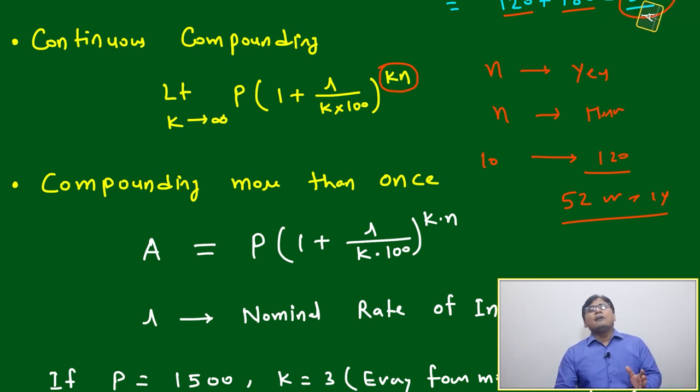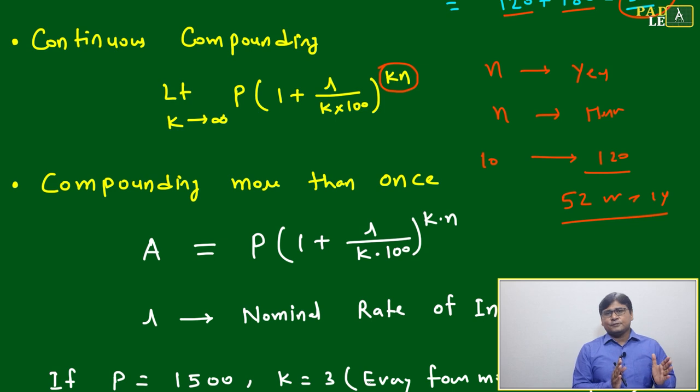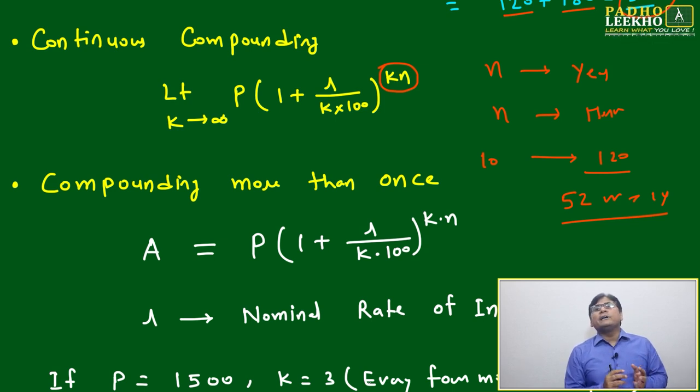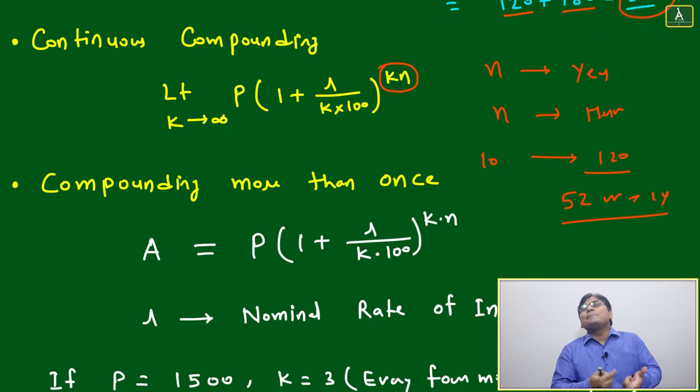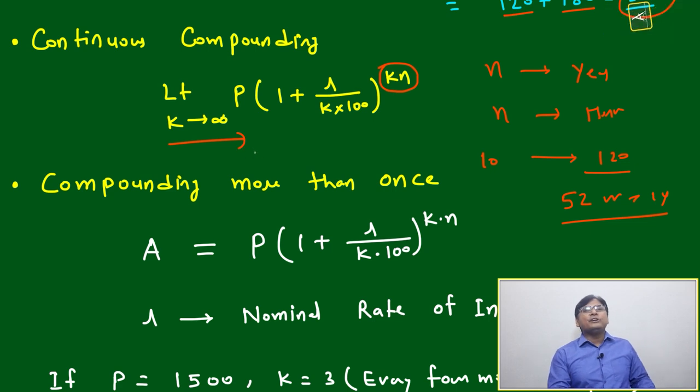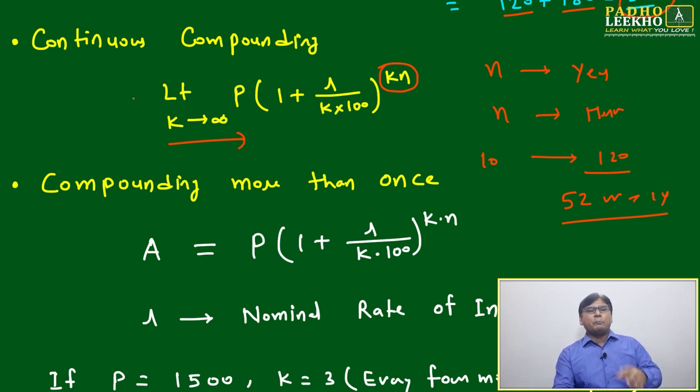You keep on doing this, and finally you can do it on a daily basis. Means daily your interest will be calculated and the next day your principal will be changed. Tomorrow your principal amount will change for calculation of interest. Day after tomorrow again the principal amount will change. Then here the condition, if k tends to infinity, that is called continuous compounding. Means a very high level of compounding.